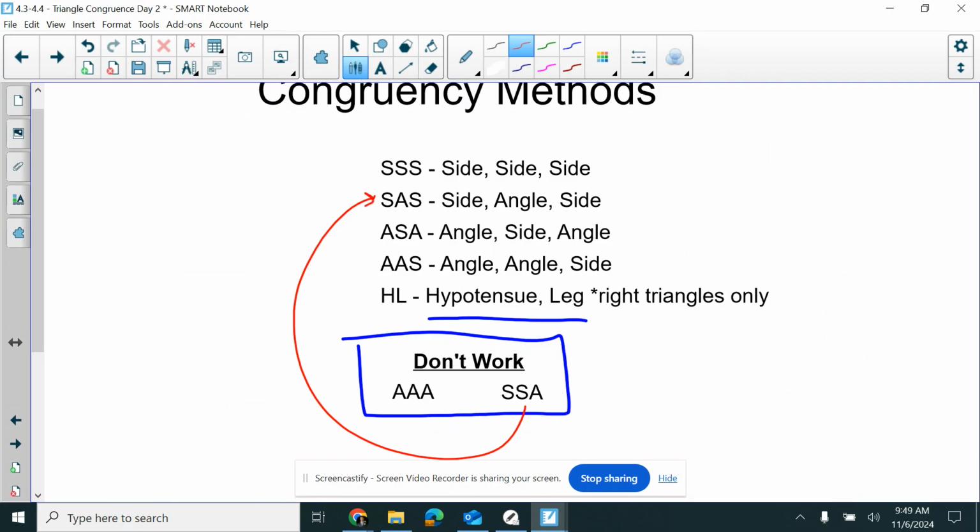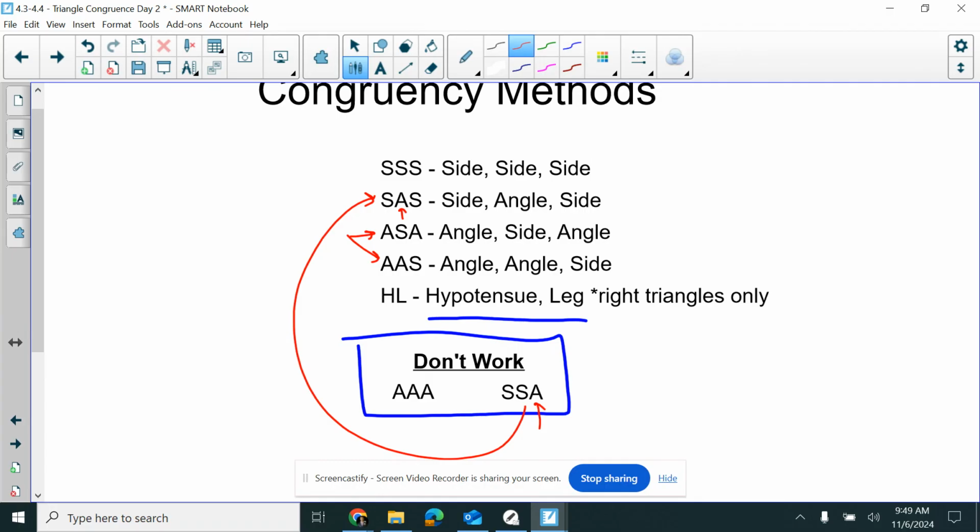The order of these letters matters. If the A is in between the two sides, that means the angle has to be in between the two sides in the triangle. In this example, the angle is not in between the two sides. This also works the same way for angle, side, angle and angle, angle, side. You have two angles and a side, and you want to look at the position of that side. Is it between the two angles or is it not in between the two angles? That's how you figure out the difference between those two.